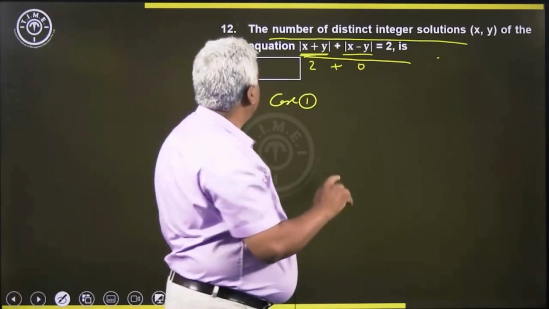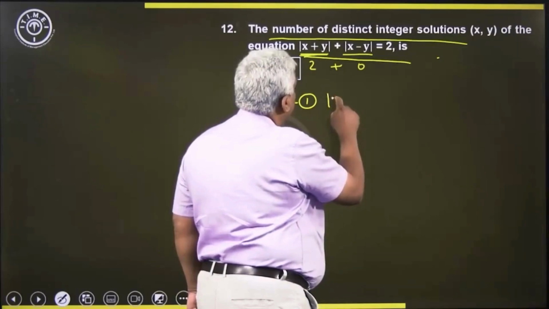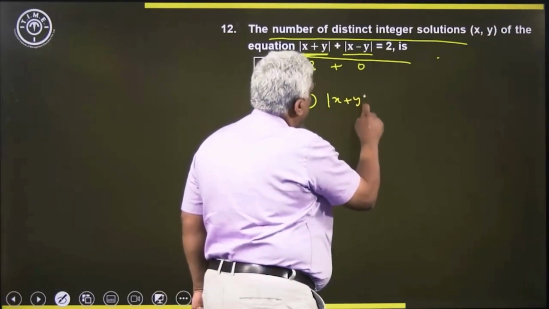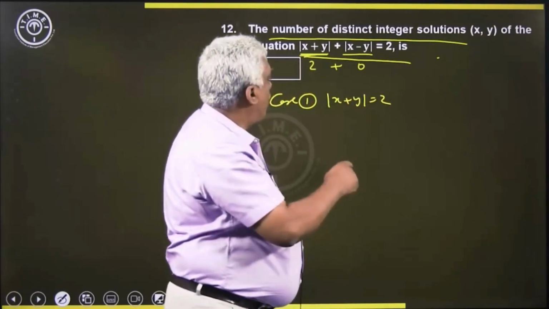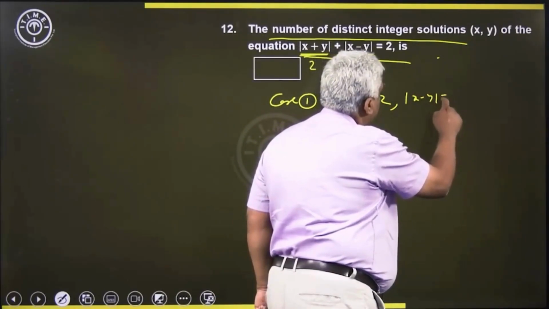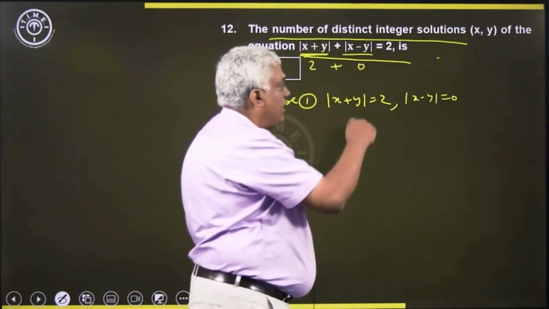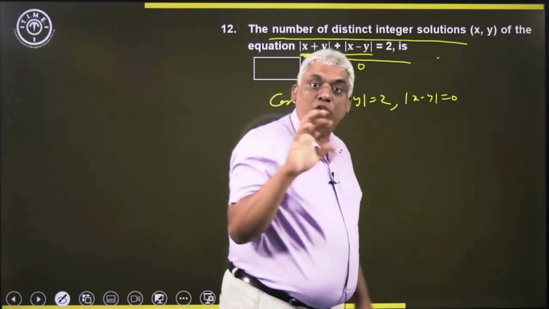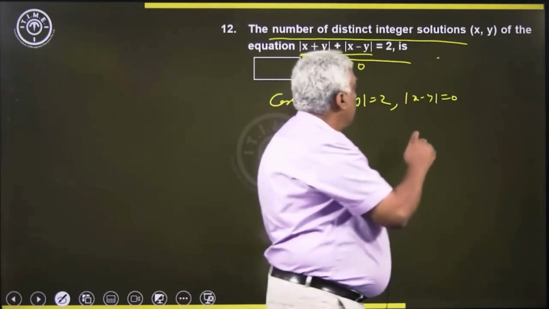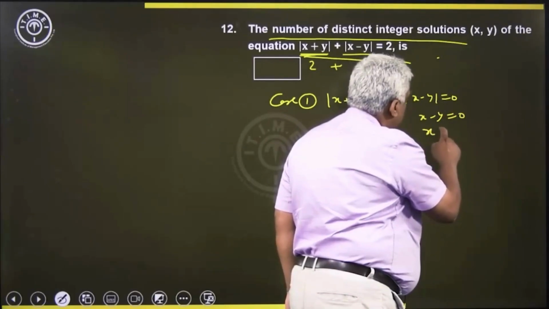So one case we have is mod of x plus y is 2 and mod of x minus y is 0, right? Now mod of x minus y is 0 means x minus y has to be 0, because mod of 0 only can give us 0. So x minus y is 0, or x equals y.